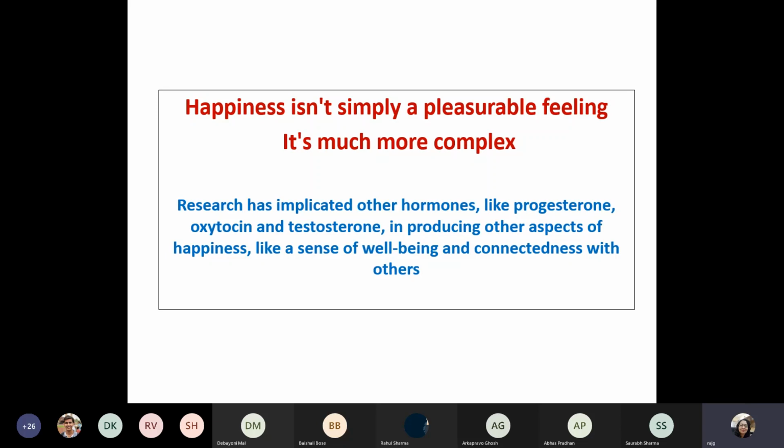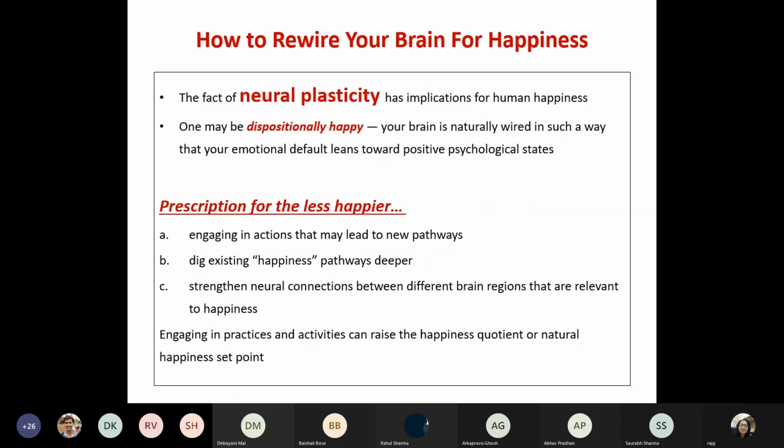So that's why I said that when we're talking of happiness per se, there are many factors that are important and that are correlated. Now, if we say that all things considered normal, how do you rewire your brain for happiness?